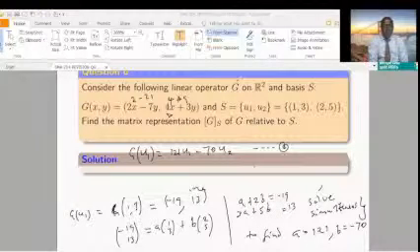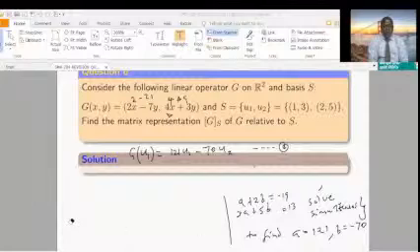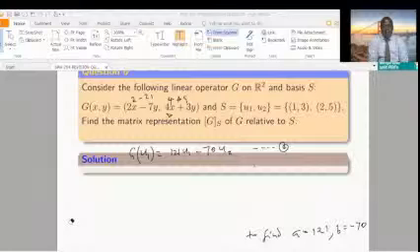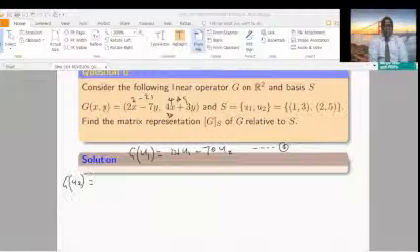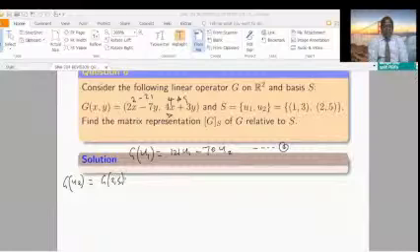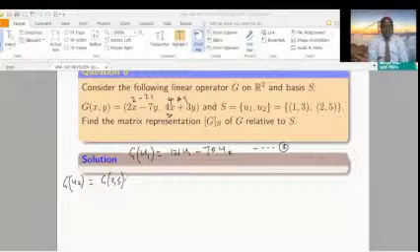Next, let's find G of U2 and write it as a linear combination of U1 and U2. And then find equation 2. What is G of U2? G of U2 is the same as G of 2, 5. So let's put 2, 5.